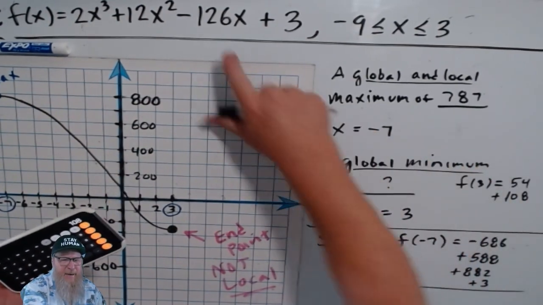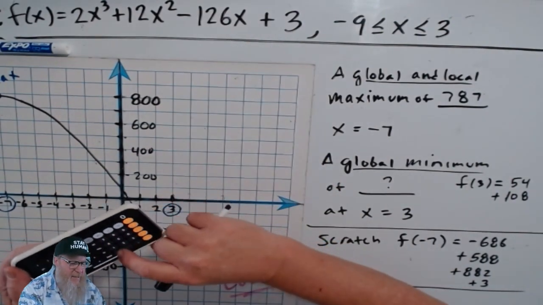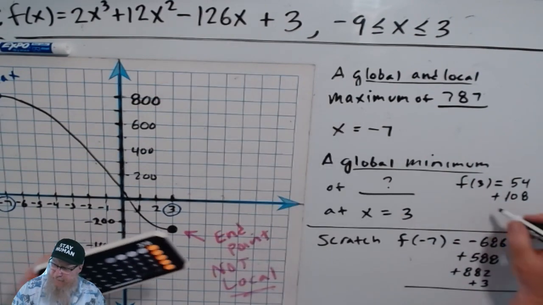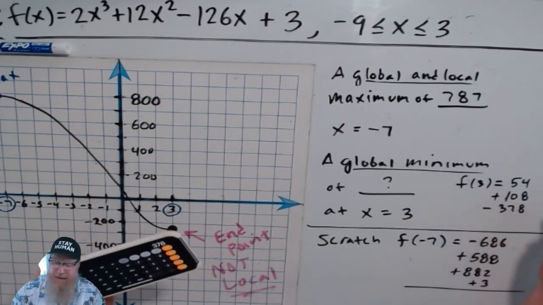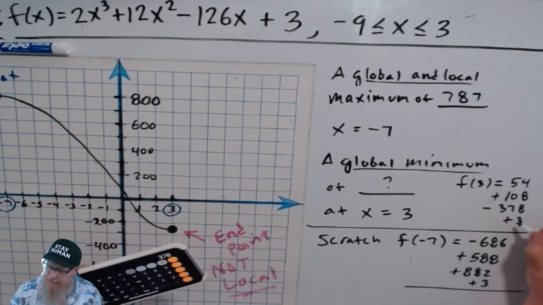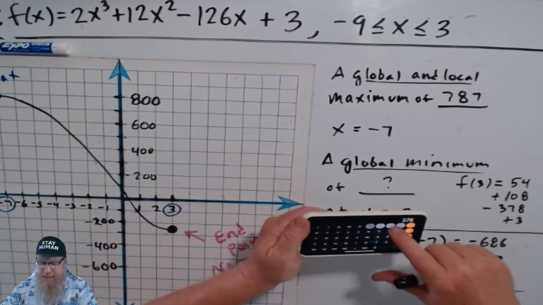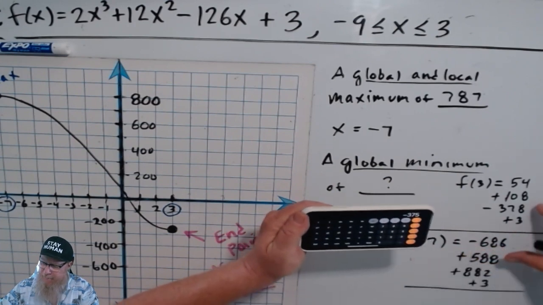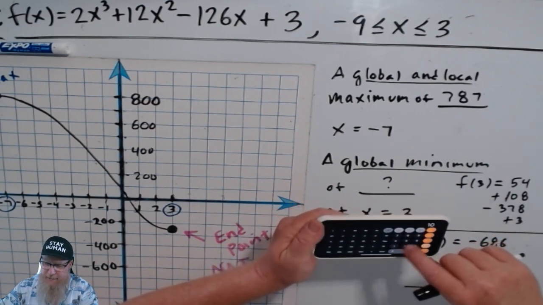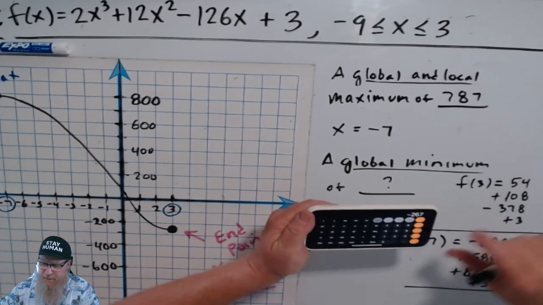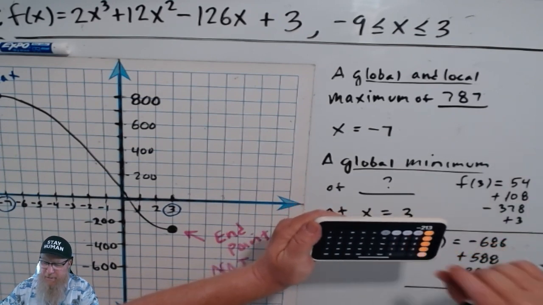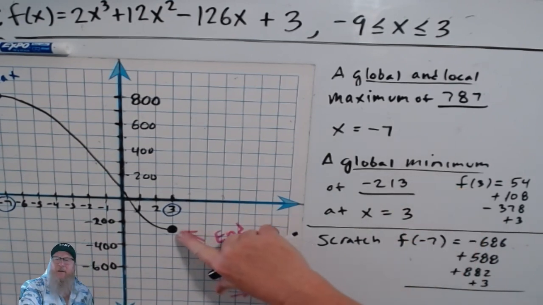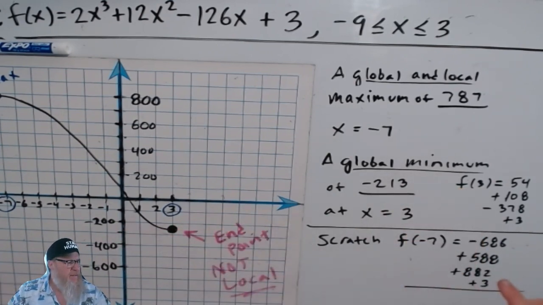Plus 108. 3 times 126. That's negative, so it'll be -378, and then plus 3. So I got -378 plus 3, plus 108, plus 54, gives me -213, which looks about right based on the scale.